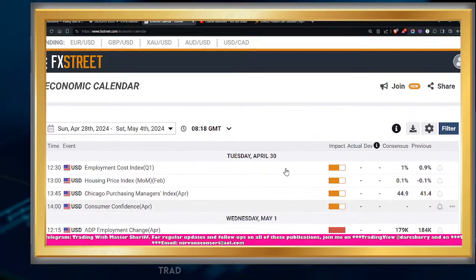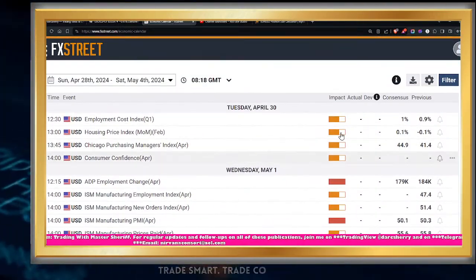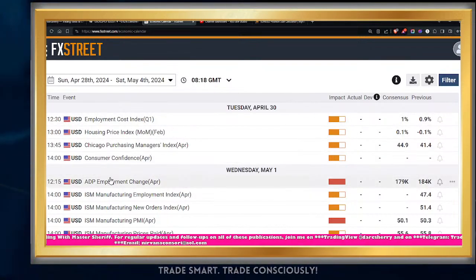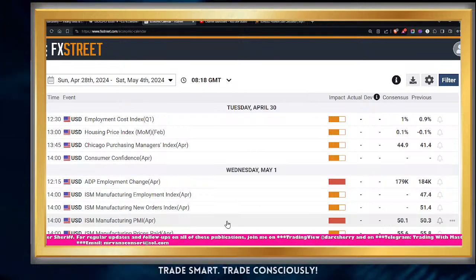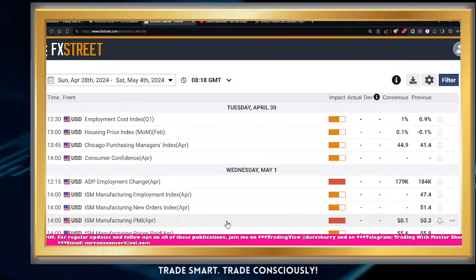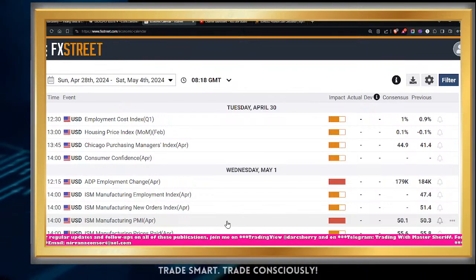So for Monday, April 29, we do not have any high impactful event. In fact, when I included the mid-tier economic features, we still do not have any to look out for.